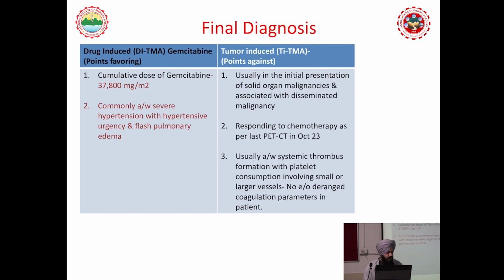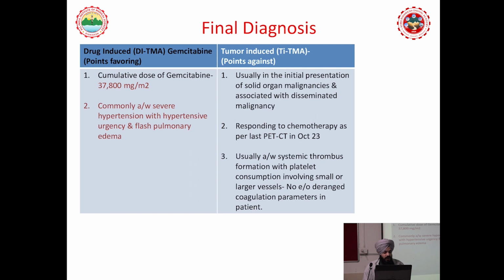Points favoring the drug-induced was gemcitabine, as the cumulative dose of gemcitabine was over the toxic range, more than 25 grams per meter square, and it was associated with severe hypertension and hypertensive urgency and flash pulmonary edema to start with, which is more commonly observed with the drug-induced TMA.